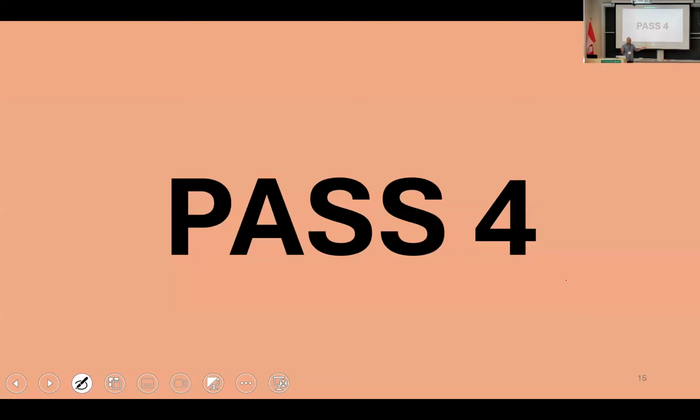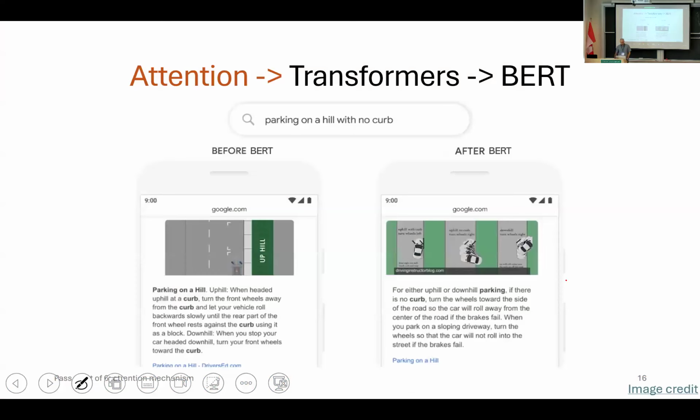All right, so that was pass 3. We are halfway through learning all details of the BERT language model. Now we're getting a bit more technical.